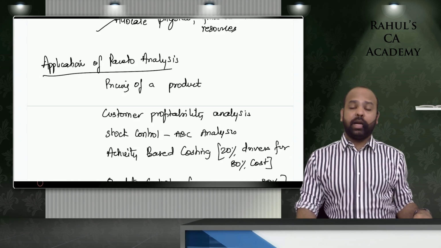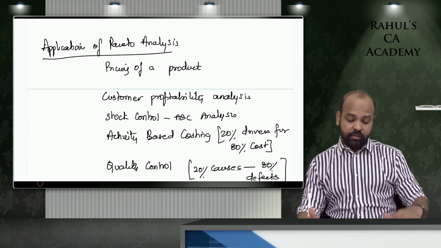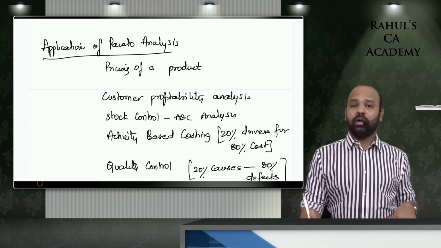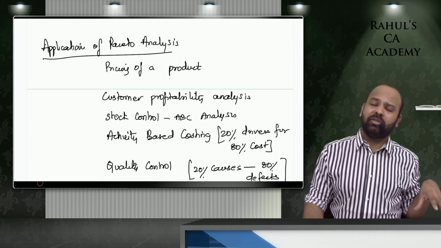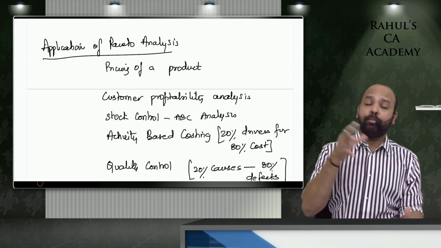You can apply Pareto analysis, beta, in the pricing of a product. You will see, beta, that consumers give a lot of importance to some 20% quality features, that is, 80% of the value perception of the customer is placed on them.